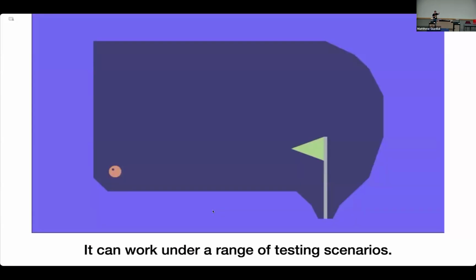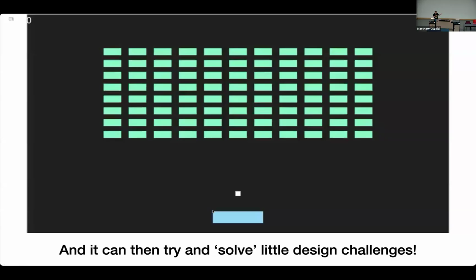It has a bunch of different testing scenarios. So if you want, you can write an automated player to play your game. But if that's too complicated, we got this example with a golf game where we basically just push two buttons on a keyboard when it wants to test a new mechanic. It doesn't need an auto player. And then it can solve these little design challenges.